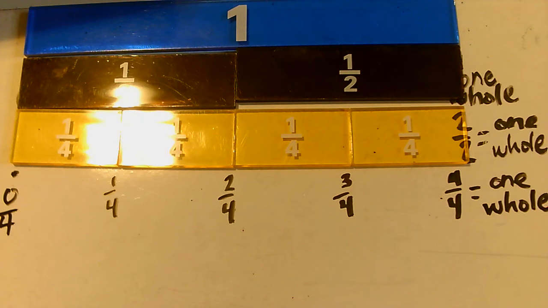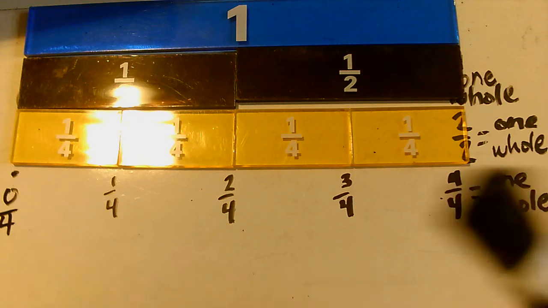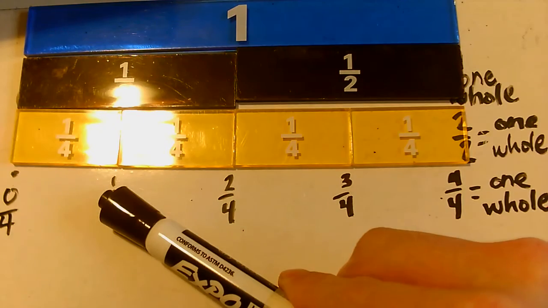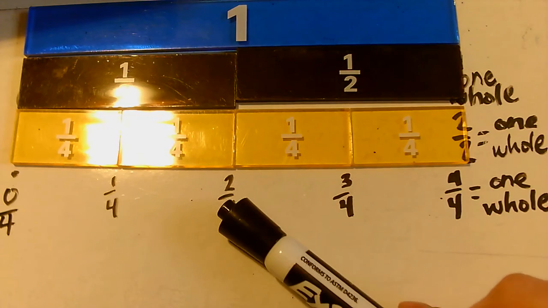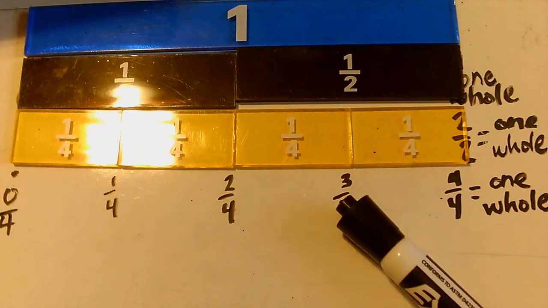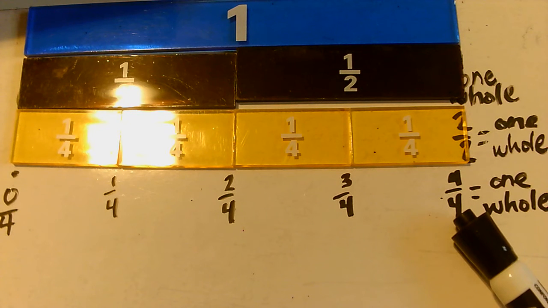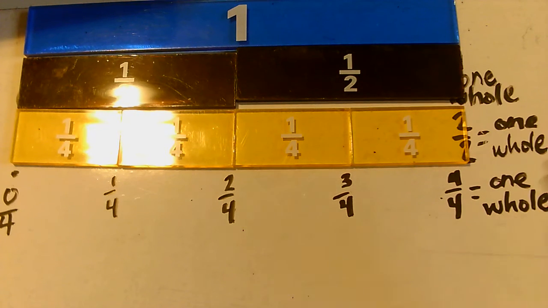It's like you're running a race and there's 4 laps. Well, at the beginning of the race, 0 of the way done, 1/4 of the way done, another lap I'm 2/4 of the way done, another lap I'm 3/4 of the way done, and at the end, 4/4 of the way done, I've run one whole race.